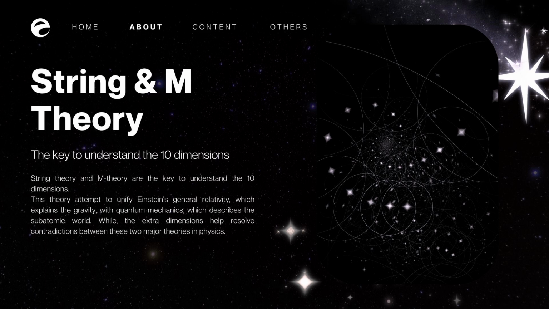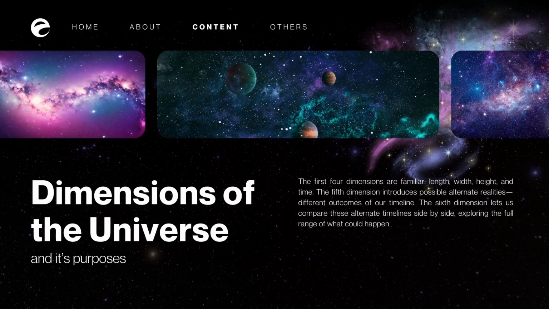This theory attempts to unify Einstein's general relativity, which explains gravity, with quantum mechanics, which describes the subatomic world, while the extra dimensions help resolve contradictions between these two major theories. The first four dimensions are familiar: length, width, height, and time. The fifth dimension introduces possible alternate realities, different outcomes of our timeline.